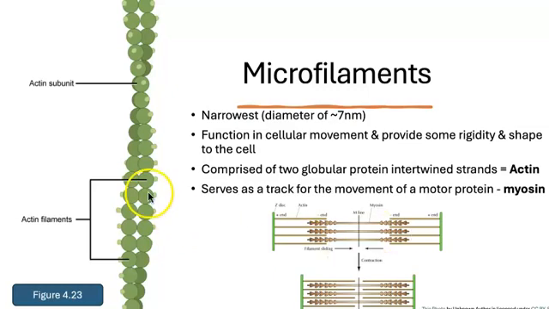Now here we can see that this microfilament has these 2 globular proteins that are intertwined with each other and form strands, and they're serving as a track for movement of a motor protein called myosin. So if you look at this unit here, this is called a sarcomere. We find this within a muscle cell, and the actin or the microfilaments are extending out from this area called a Z-disc. And on this side as well, we have the same thing.